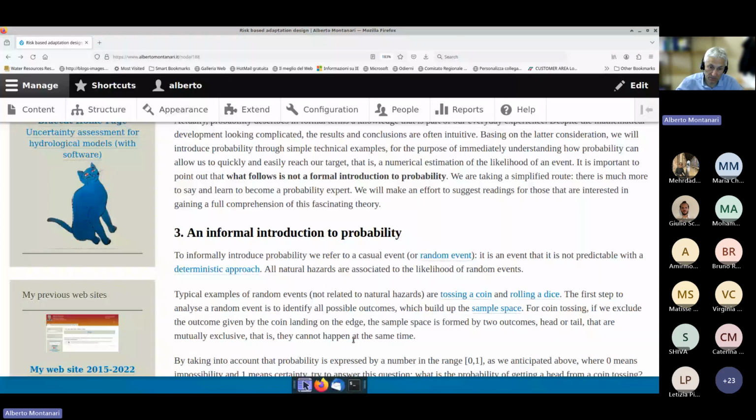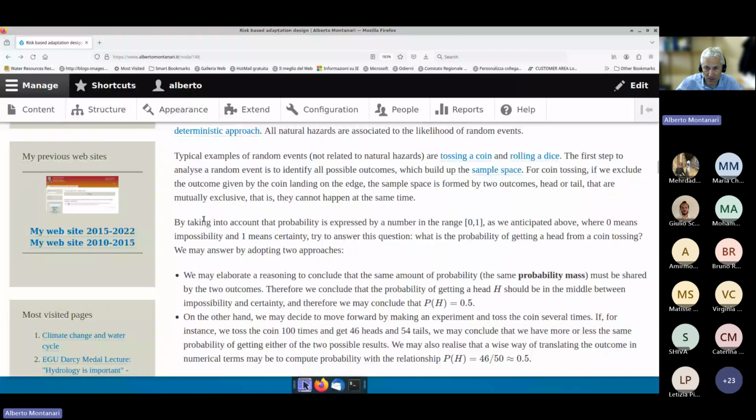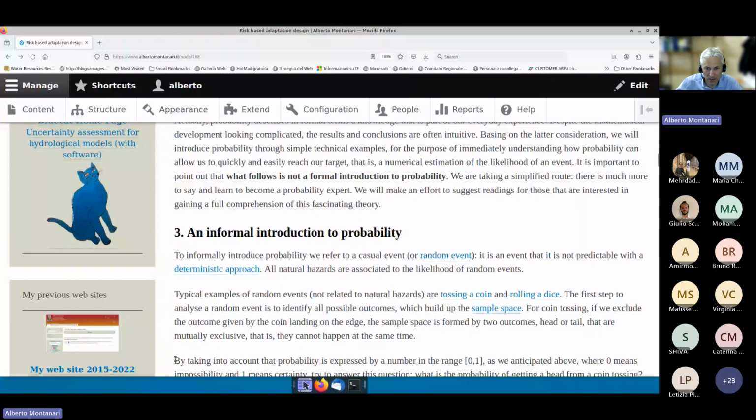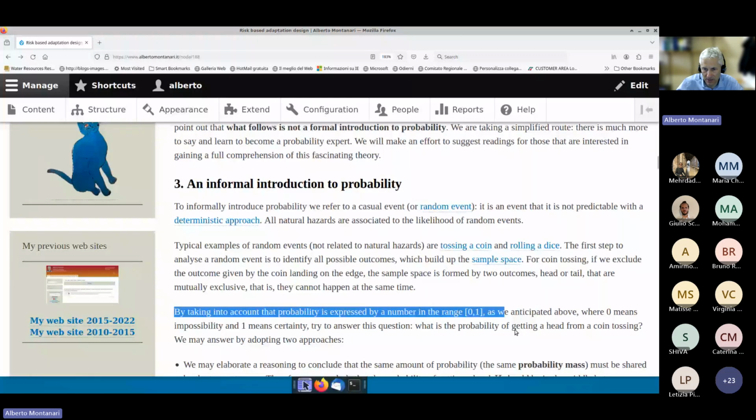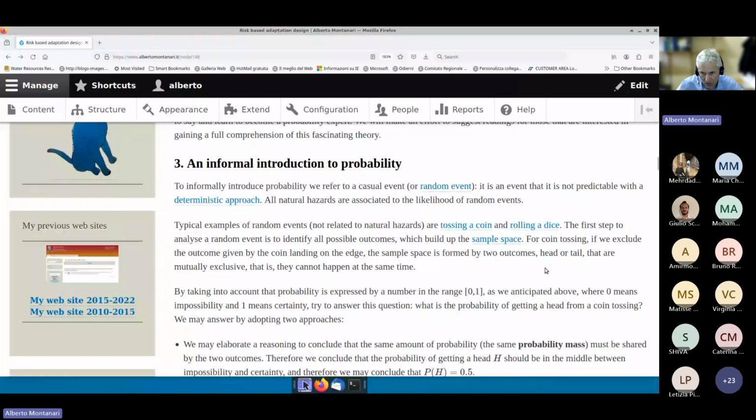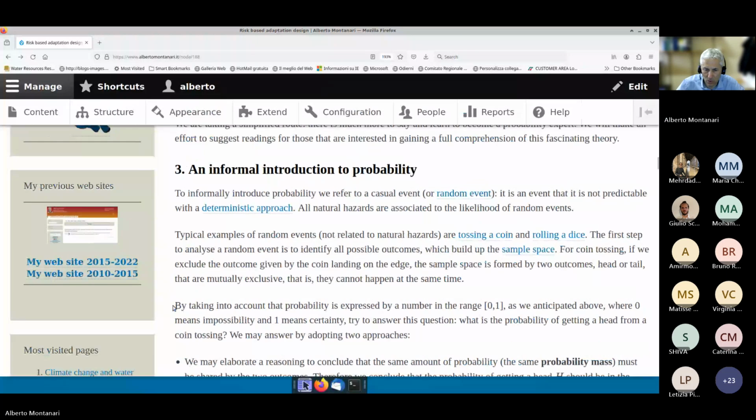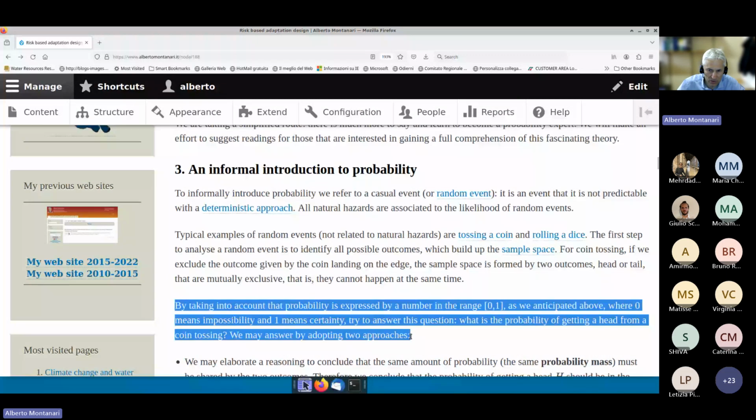So let me ask you this question, which is written here. And let me hide the result. By taking into account that probability is expressed by a number in the range 0, 1, as we anticipated above, where 0 means impossibility and 1 means certainty, what is the question that I would like to ask you? The question is, what is the probability of getting a head from a coin tossing? And I think you have the answer.